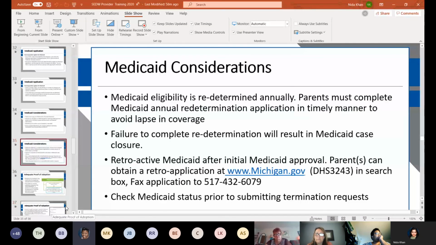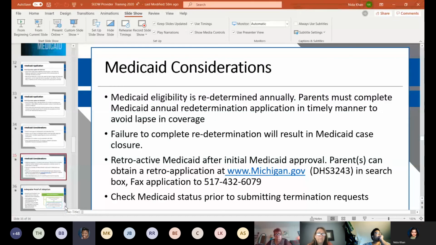Other things about Medicaid: know that once Medicaid is approved, it is good for a year, which is annually. And if a child continues on the SED waiver for a second year, the family will receive a Medicaid annual redetermination, let me make that clear, application.